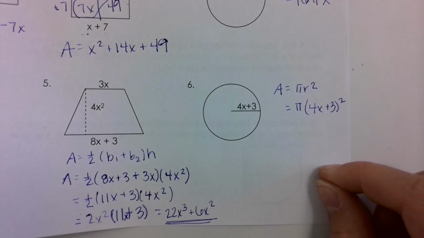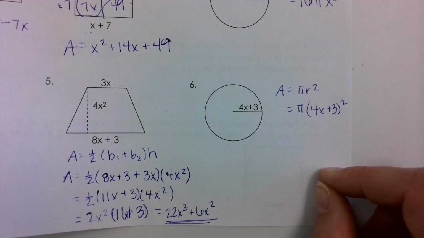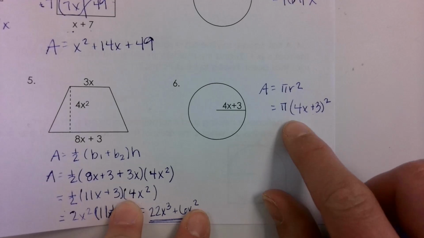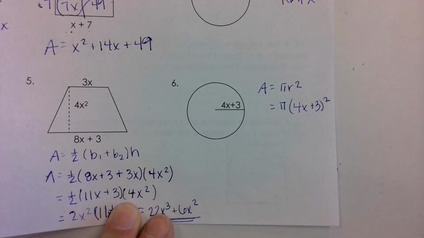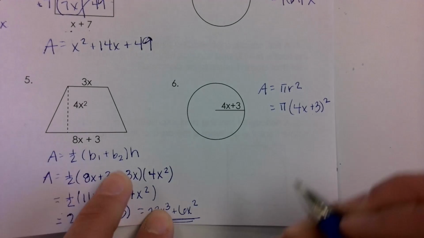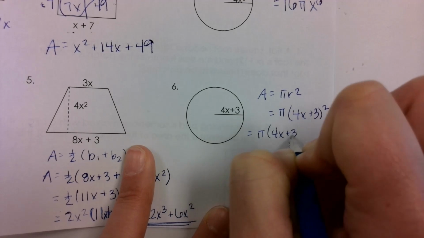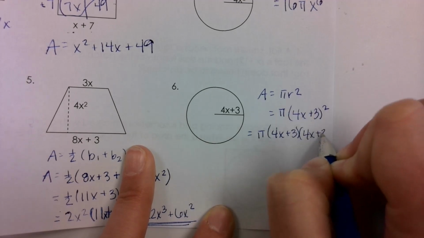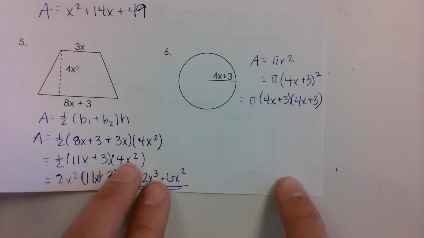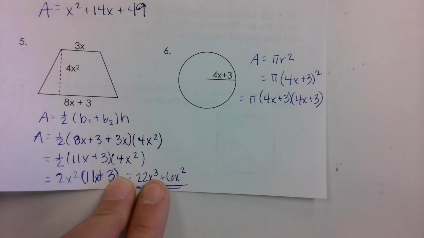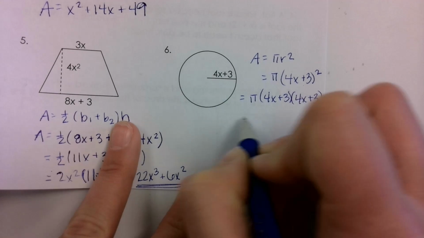So y'all, when you have a binomial squared, what do you have to do with that? Multiply by itself. So we have to write it twice and do the box. Yeah? So anytime you have a binomial squared, write it twice, do the box. So we are going to do that here. We'll have pi, then 4x plus 3 times itself, so 4x plus 3 again. And we're going to have to do the box method to multiply that out. So I'm going to come over here for our box.